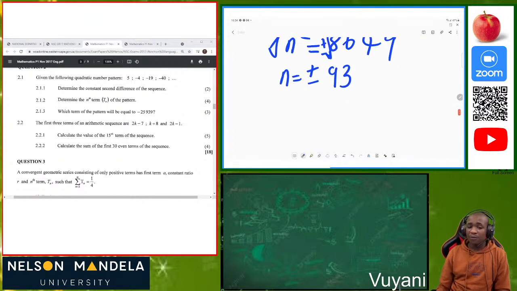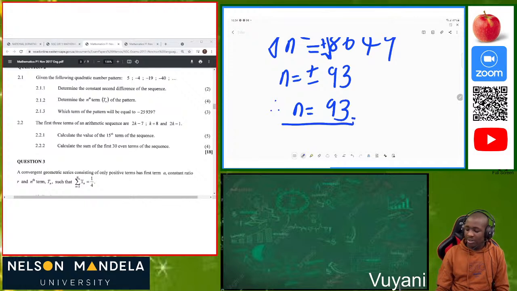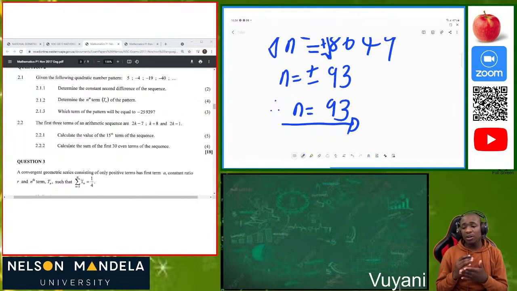But now you have to verify and confirm your answer, and say your final n will be equal to positive 93. It's always the case that your n must be a positive whole number. It cannot be 3 over 2. Even if it's a positive 3 over 2, your n cannot be positive 3 over 2. It has to be a positive whole number.